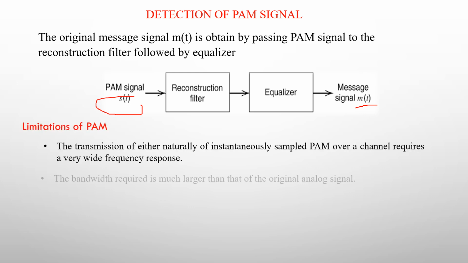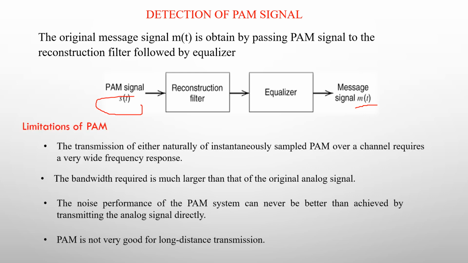So these are some limitations of pulse amplitude modulation. The first limitation is that transmission of either naturally or instantaneously sampled PAM over a channel requires a very wide frequency response. The second limitation is that the bandwidth required is much larger than that of the original analog signal. The third limitation is that the noise performance of the PAM system can never be better than that achieved by transmitting the analog signals directly. The fourth is that pulse amplitude modulation is not very good for long distance transmission.